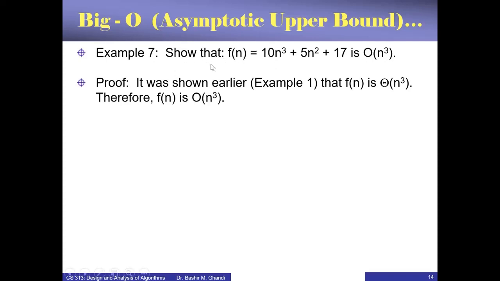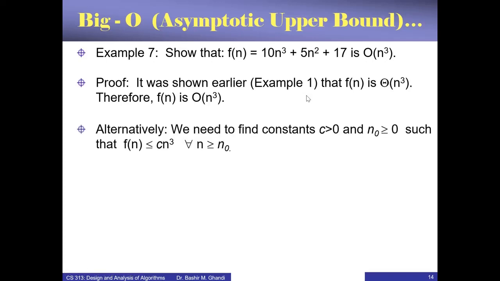So one way of showing this is to say that it was shown earlier in example 1 that Fn is theta of n cubed, meaning Fn is bounded both above and below by n cubed. Therefore, Fn is bounded above by n cubed. Nothing to add. But maybe the one reading your answer didn't see example 1. So suppose we didn't have example 1, how do we go about it? Exactly similar, but just concentrate on the right inequality.